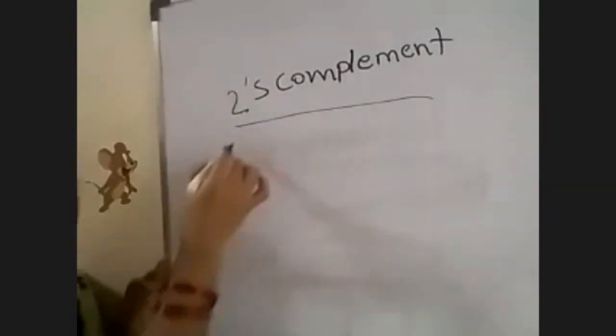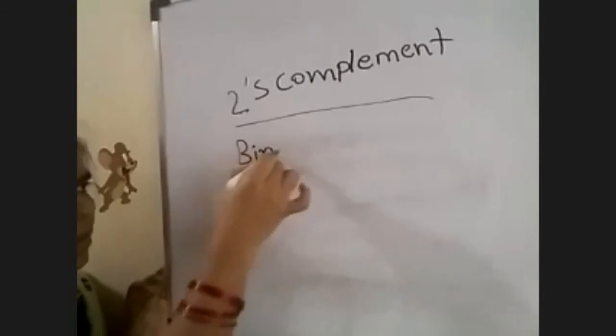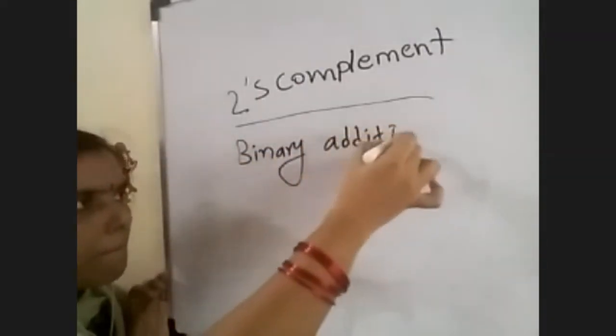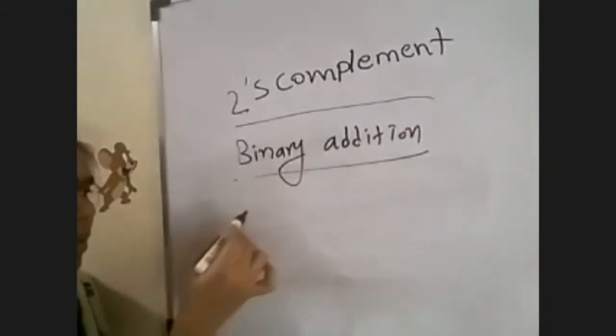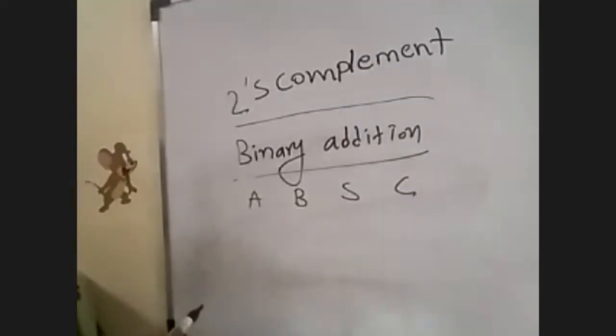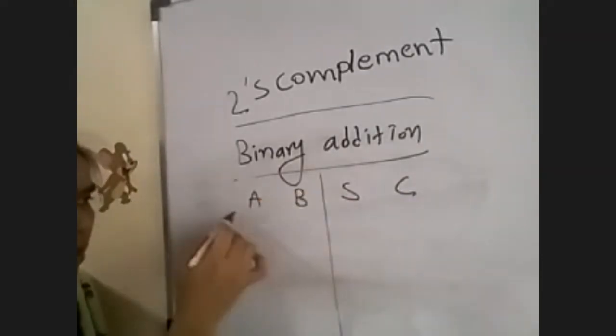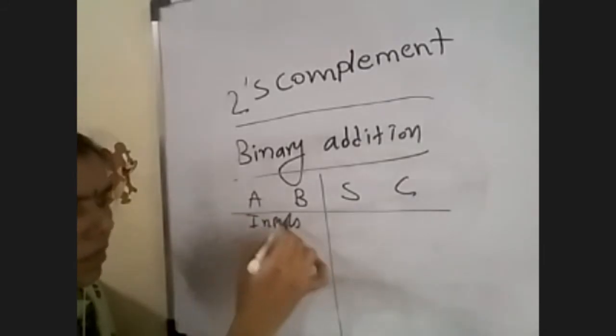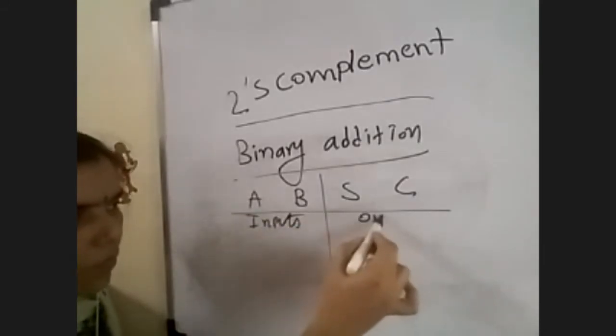So, binary addition. Here A and B are the two inputs, and S and C, sum and carry, are the outputs.